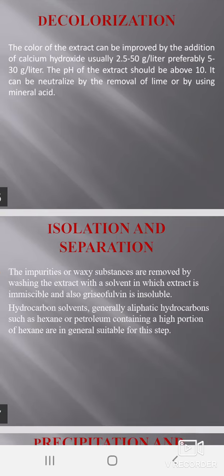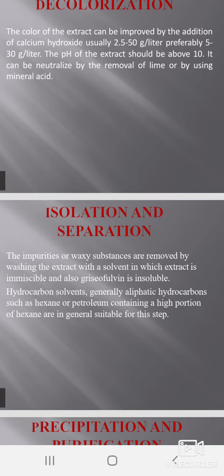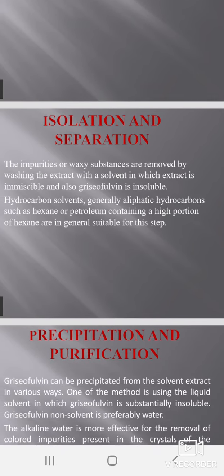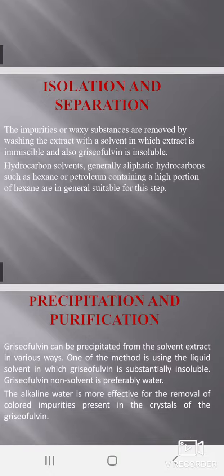Isolation and separation. The impurities or waxy substances are removed by washing the extract with a solvent in which the extract is immiscible and also in which griseofulvin is insoluble. Hydrocarbon solvents, generally aliphatic hydrocarbons such as hexane or petroleum containing a high proportion of hexane, are in general suitable for this step. Next, precipitation and purification.